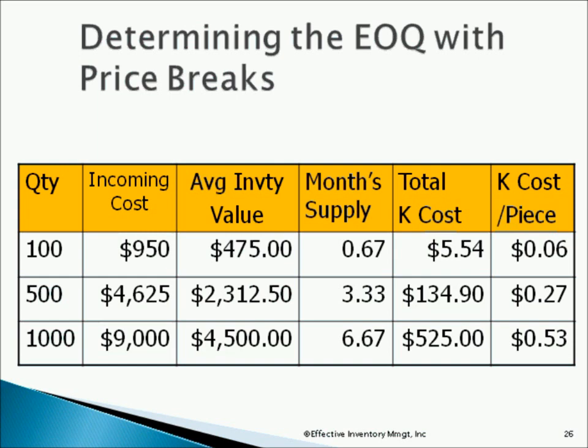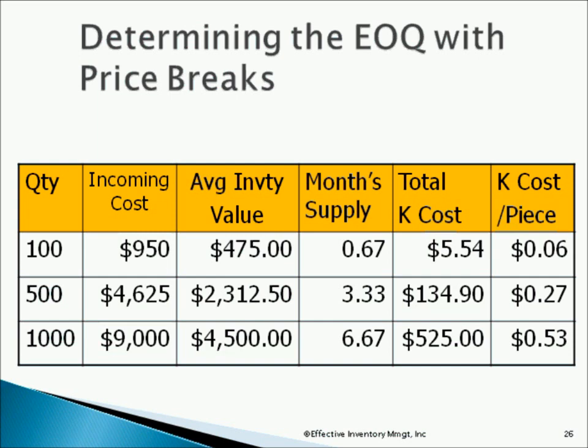If I'm buying 2/3 of a month's supply, the total carrying cost is only $5.54. But if I buy 1,000 pieces, 10 times as much, the carrying cost doesn't go up by a factor of 10. It literally goes up by close to a factor of 100. The total carrying cost is $525. Why? Because my money's tied up, space is tied up, but more importantly than anything else, the risk of shrinkage, obsolescence, that inventory becoming dead stock increases dramatically.